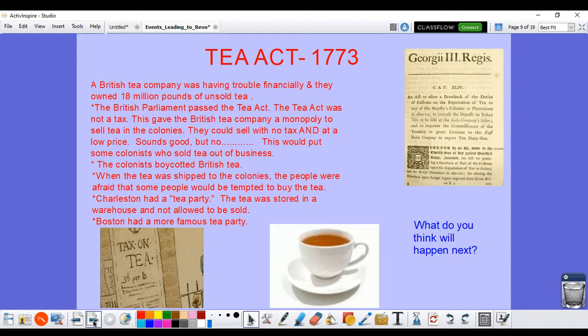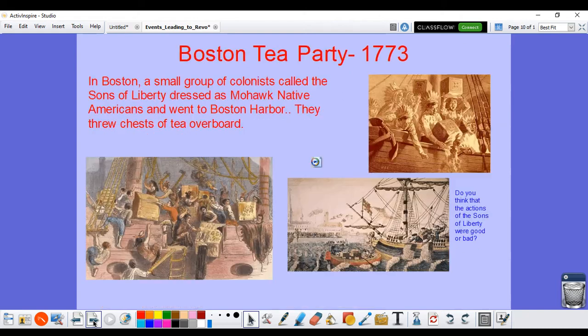And so the colonists boycotted or refused to buy or use British tea. Now, this led to something that we know as the tea parties. When tea was shipped to the colonies, people were afraid that some people would still be tempted to buy the tea. And so different colonies did things with the tea. In South Carolina, specifically Charleston, they just took all the tea and locked it in warehouses. But Boston had quite a famous tea party.